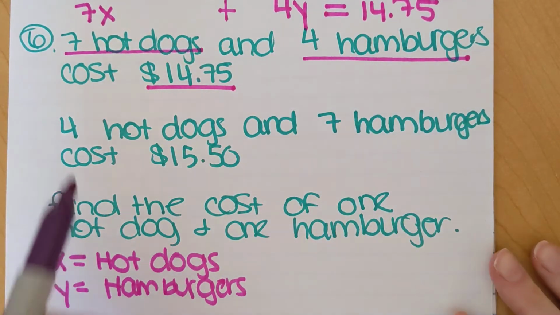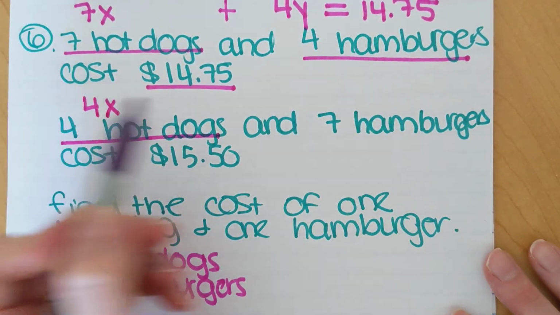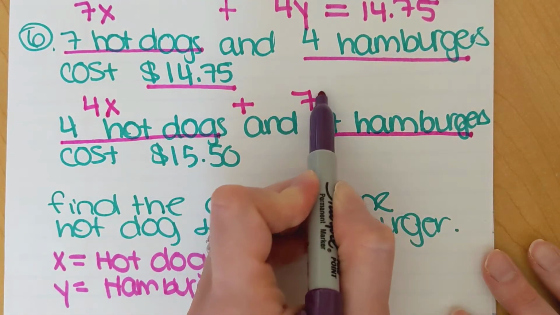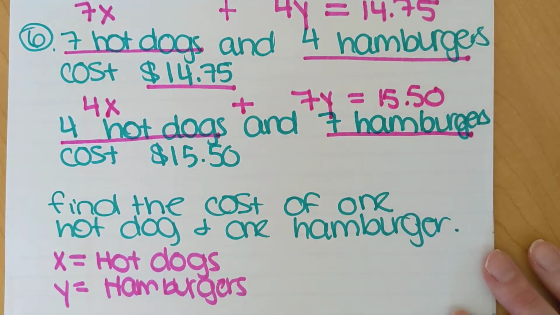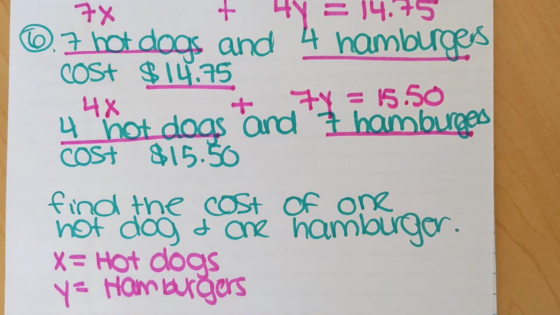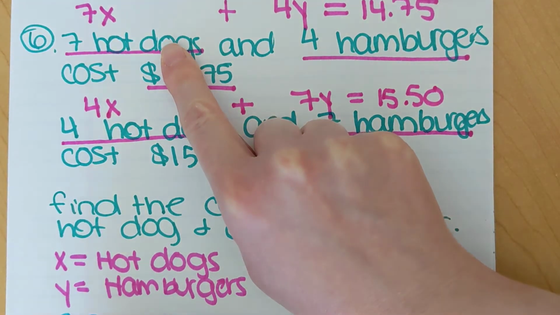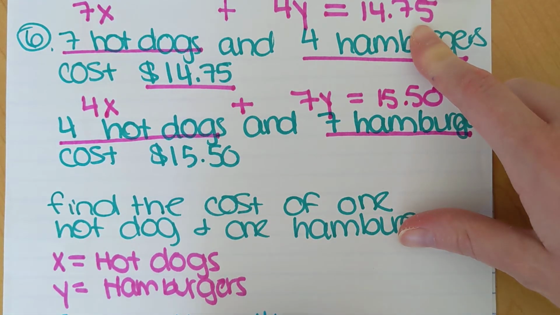And then my second equation is going to come from the 4 hot dogs. So 4 hot dogs would be 4X. And we change to addition, 7 hamburgers, 7Y equals $15.50. So what your system is going to look like that you're trying to solve here is 7X plus 4Y equals $14.75, and then 4X plus 7Y equals $15.50.